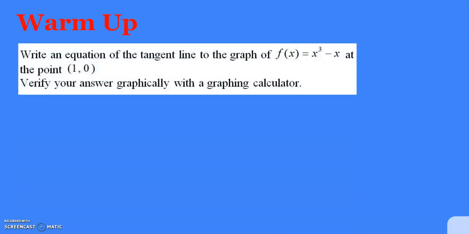We begin with a warm-up. The question reads: write an equation of the tangent line to the graph of the function f of x equals x cubed minus x at the point (1, 0). Then we'll verify our results with a graphing calculator.